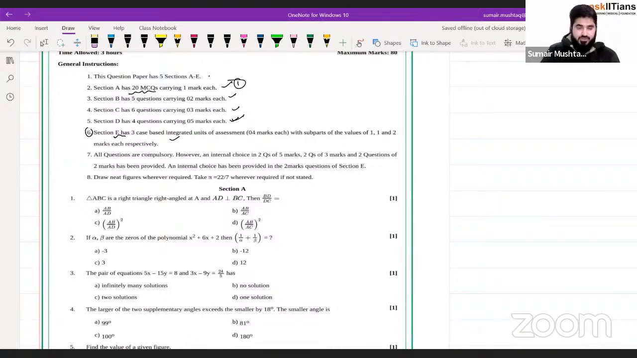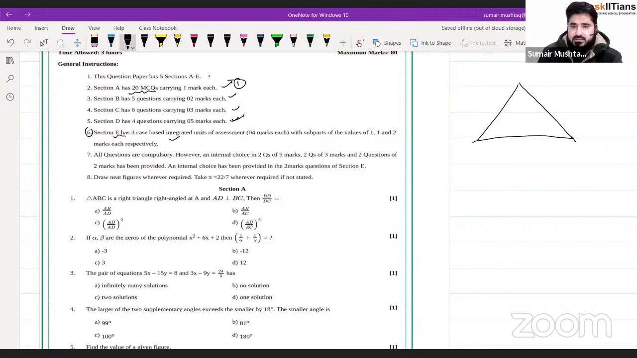I have given these objectives here. See, ABC is a right triangle. First of all, ABC is a right triangle. It is right angled at A, and AD is perpendicular to BC. You can draw the triangle like this.